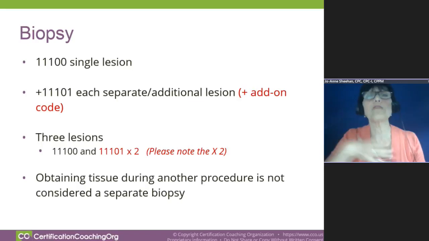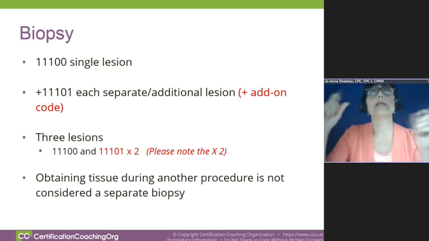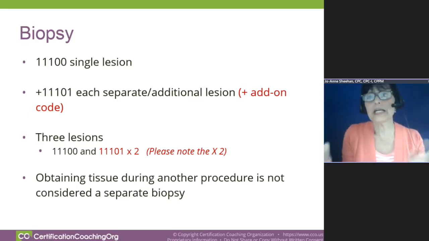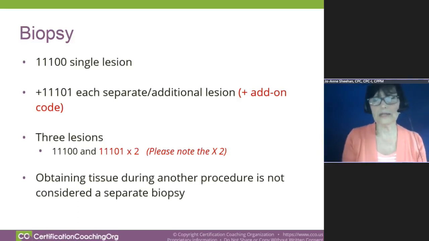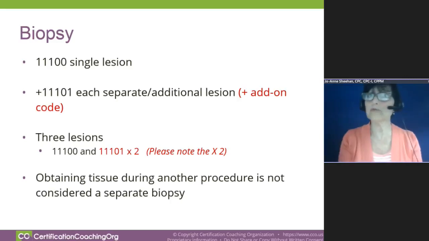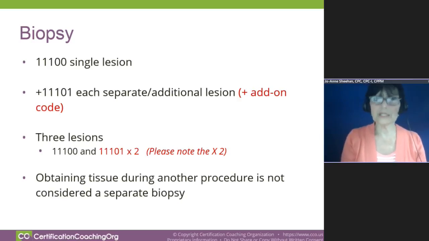And this is one of my loves. I love coding integumentary, but I always have to remember this because I get myself confused, and it's really not that difficult, but I'll second guess, but I always reference my CPT manual, and it helps me along. So really, like I said, pay attention to the guidelines in your CPT manual.